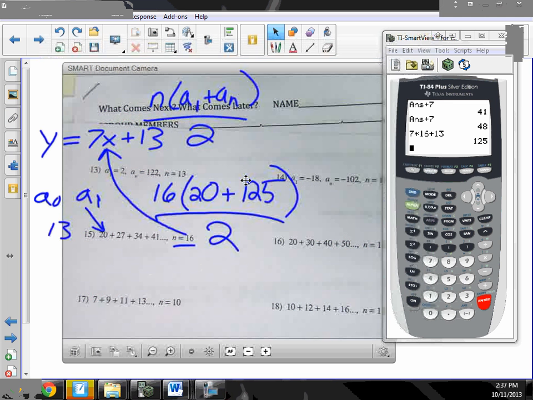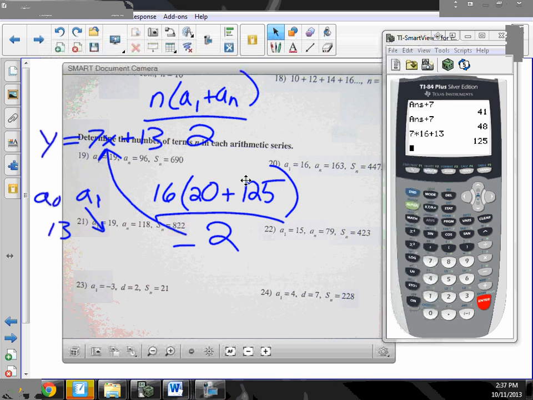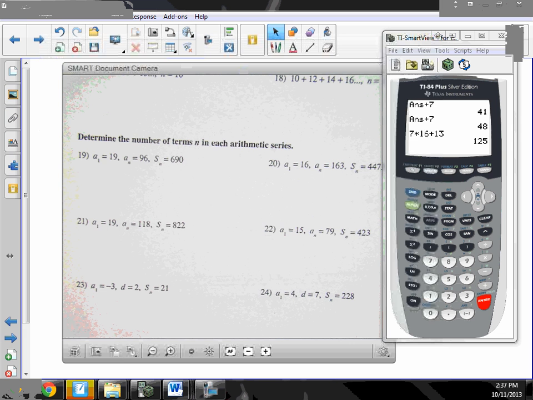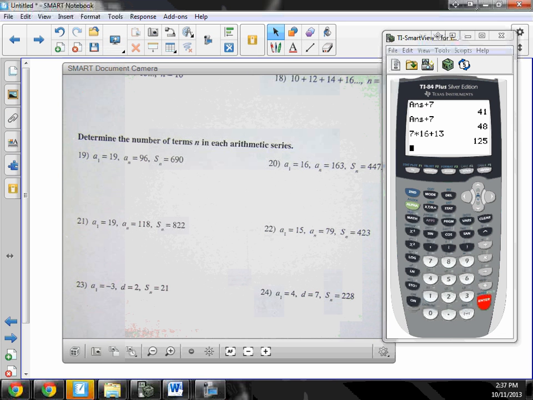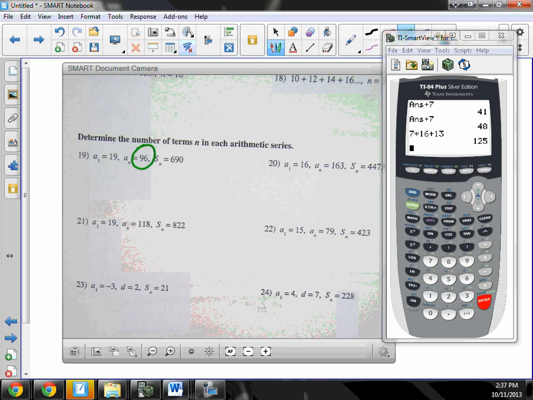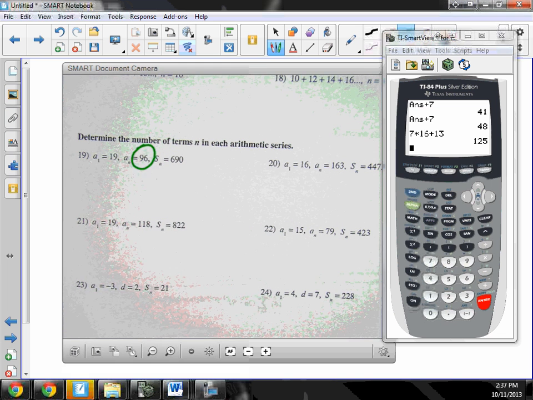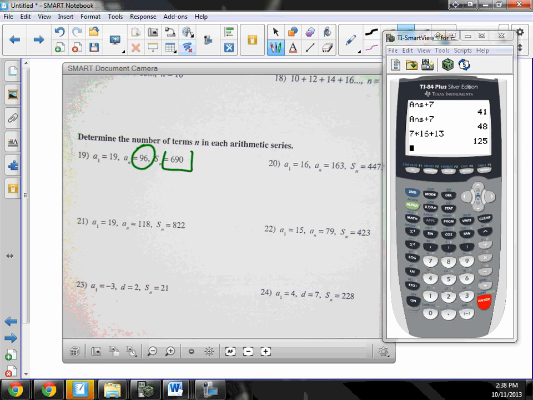All right. Look at 19. Determine the number of terms n in each arithmetic series. So it says I start at 1, and my first term is 19. My nth term is 96. How many terms are there? What number of term is it? Is it the 8th term or the 9th term or the 10th term? If the summation is 690.